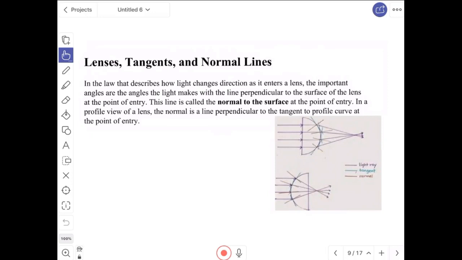In a profile view of a lens, the normal is a line perpendicular to the tangent to the profile curve at the point of entry. Okay, so when light enters into a lens, you have your tangent line to the lens and then your normal line to the lens. So that normal line is how light will reflect off of the lens at that angle. You can see that little diagram right down there.